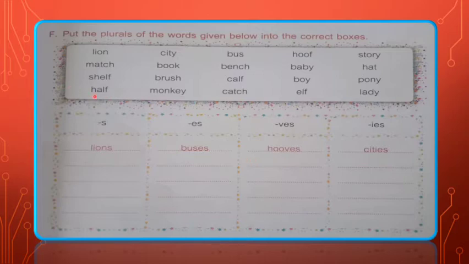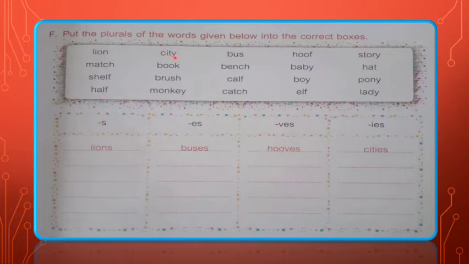Next. Half. Yes, children. Half ends with F. So again, we will remove this F, and after that, we will add VES. So in which box will we write? VES, isn't it? So here you will write H-A-L-V-E-S, halves. Okay? Yes. Now let's go to the next word.